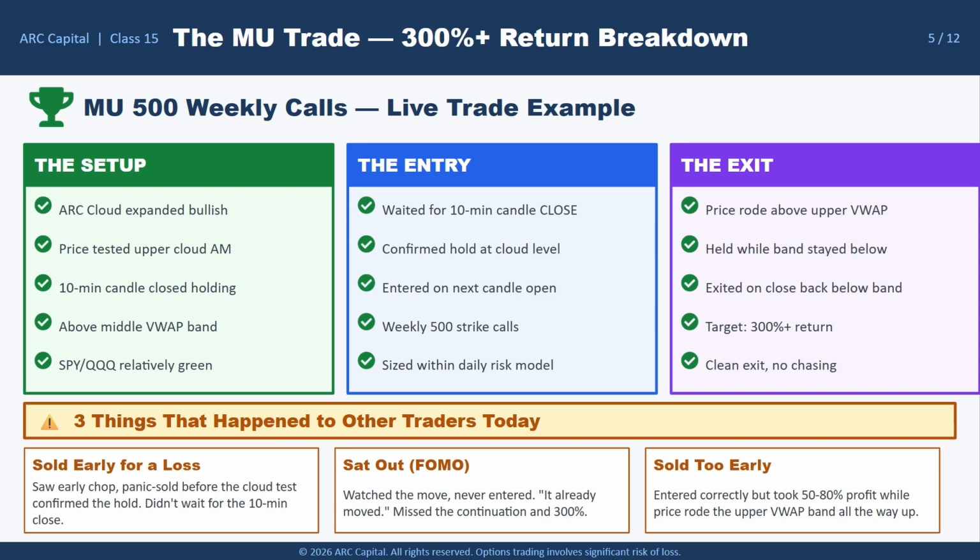Sold too early: entered correctly, but then took 50 to 80% of profits while price rode the entire cloud all the way up the whole day. Now, this is not your fault, but as a trader in the system, you need to be the one to know when to hold and how to read the clouds. As long as price is staying over the clouds or under, depending on which way you're trading, you need to be holding runners on that trade. This is how your account is going to grow. This is how you're going to squeeze a lot of those profits out. We squeezed 300% out of this MU trade.